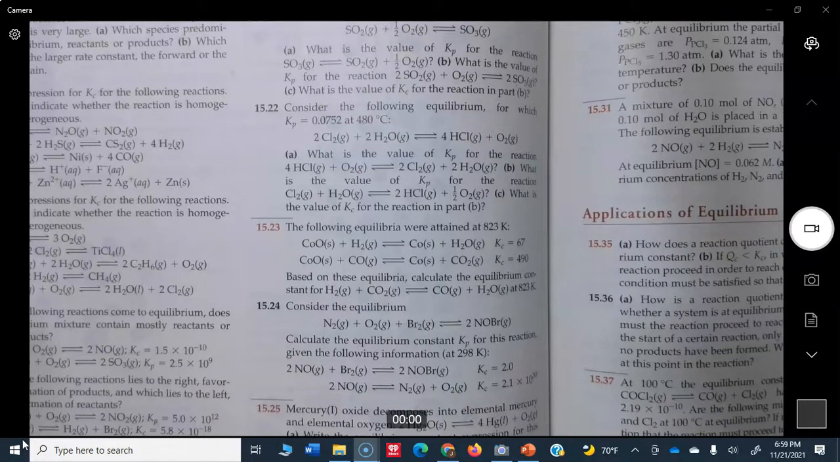So what I want you to do is write these down on your lined paper. Leave plenty of space. You don't have to calculate or copy all the words. You don't even have to really write the 823 for all I care. It's just saying it's at a constant temperature. Really the relevant parts of this are these two equations and this equation. So go ahead and do that.